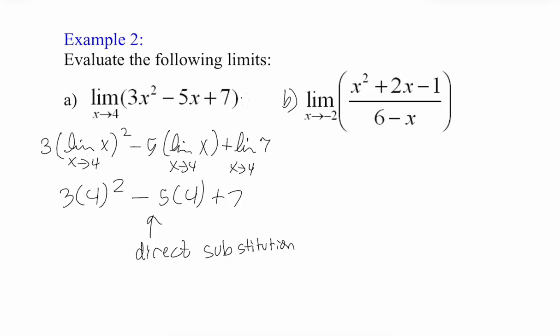-2, because -2 is in the domain. It works fine. The top's a polynomial, bottom's a polynomial. Plug it in. So we get -2 squared plus 2 times -2 minus 1, all over 6 minus -2. Now, I know you know how to do that algebra. I'm not going to waste our time doing it, okay? If you wanted to come up with a number, so be it, go for it.